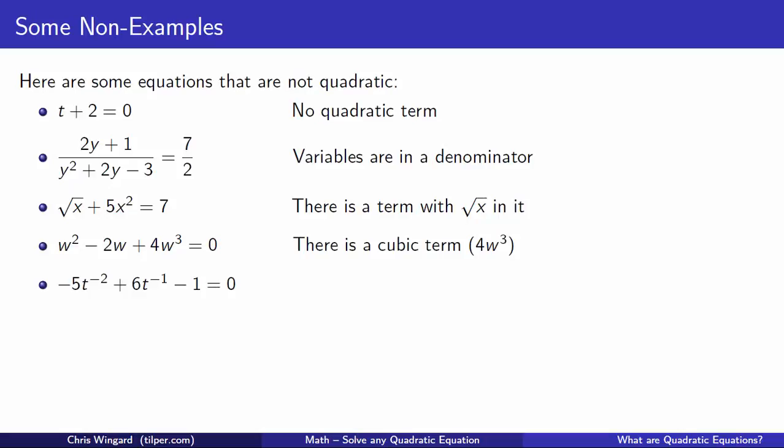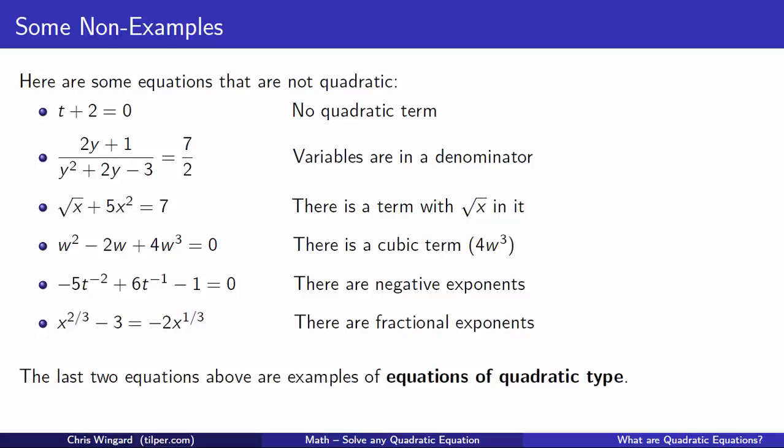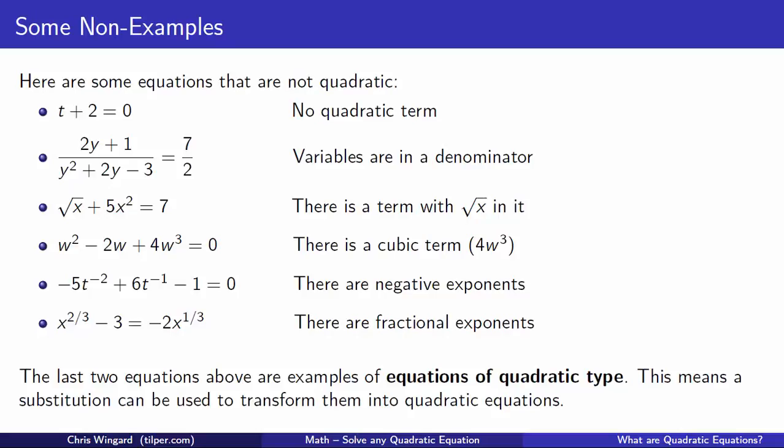Negative 5t to the negative 2 plus 6t to the negative 1 minus 1 equals 0. This is not quadratic because we have negative exponents. So at a very brief glance, it kind of looks like it might be quadratic, but if we look closer, we see that these exponents are negative, and that means it's not going to be a quadratic equation. And finally, we have x to the 2/3 minus 3 equals negative 2x to the 1/3. This is also not quadratic because we have fractional exponents. So although these last two are not quadratic, they are what's called quadratic type, which means we can use a very simple substitution to transform them into legitimate, actual, real quadratic equations.